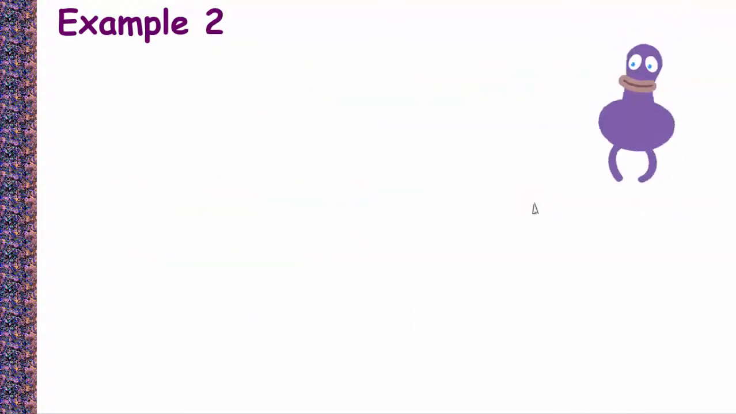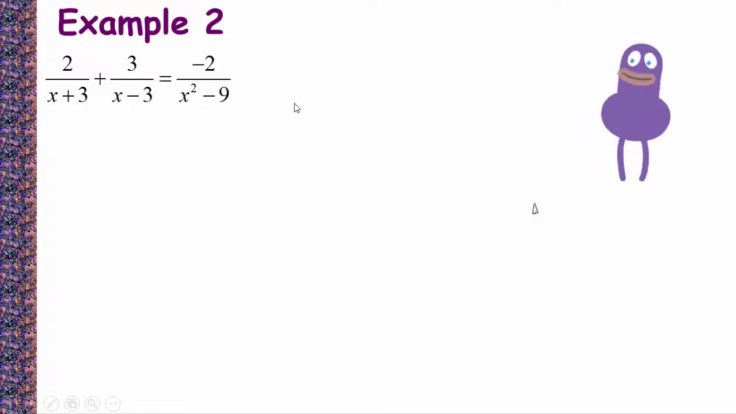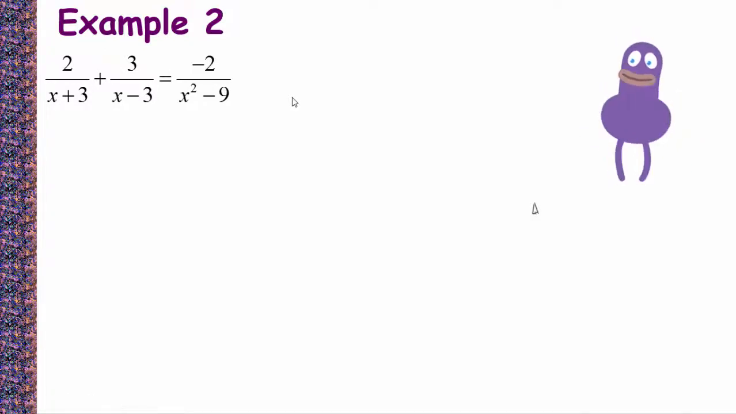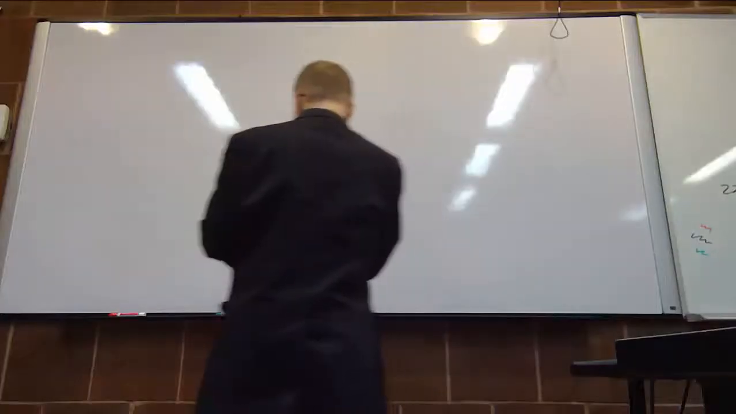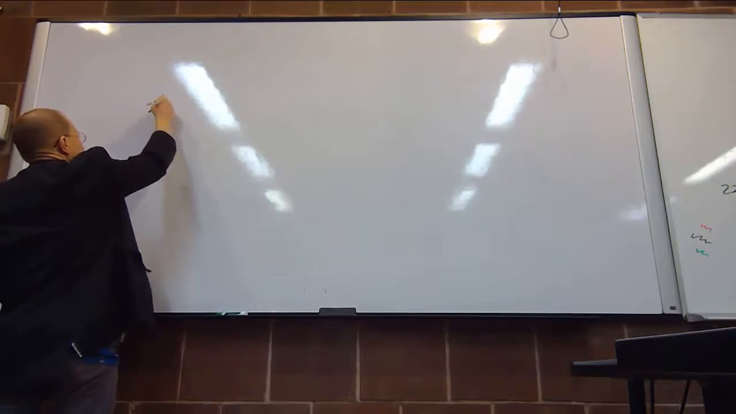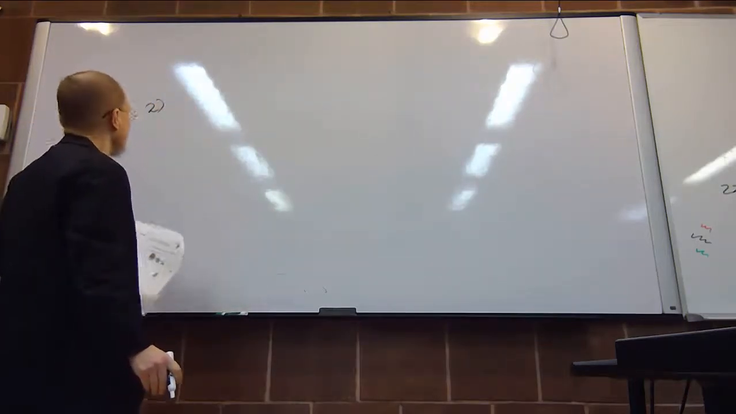In example number 2, we're asked to solve this equation. And again, we want to solve for x. So let us go over to the whiteboard and see how to do this. Okay, now let's look at example number 2. Well, here it's a little bit more complicated because we have a lot more going on.